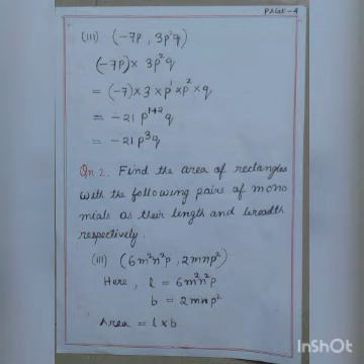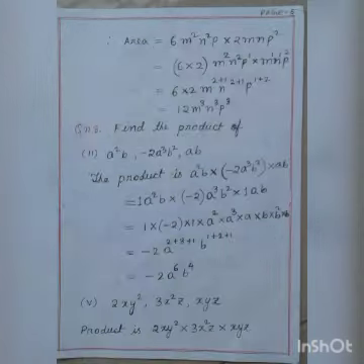Question number 2. Find the area of rectangles with the following pairs of monomials as their length and breadth respectively. Question number 3 I have taken for explanation: 6m square n square p, 2m and p square. I have taken the first term, 6m square n square p, as length and the second term, 2mnp square, as breadth. All of us know that the area of a rectangle is length into breadth. Therefore, the area is equal to 6m square n square p into 2mnp square. Writing the coefficients and variables separately, 6 into 2 into m square n square p into m n p square.